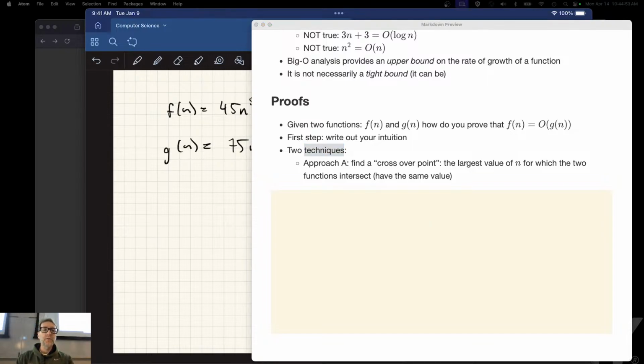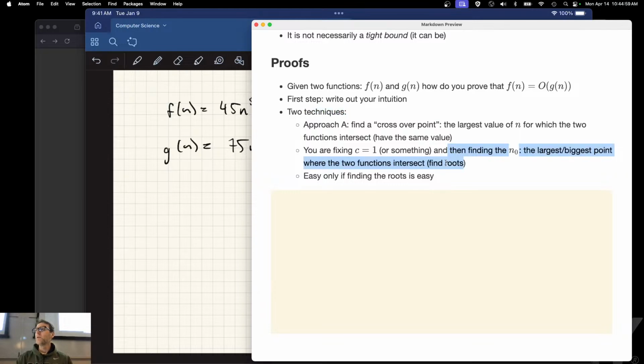Again, basically you are fixing C1 or C to be 1 or something like that. And then you're finding n naught, the largest point where the two functions intersect. In other words, you're finding roots. This is only easy if finding the roots is easy, in other words, if you come up with a nice, well-behaved example where the roots are easy to find, right?